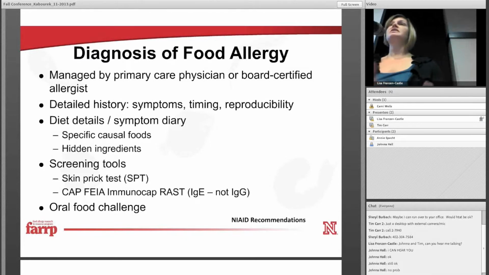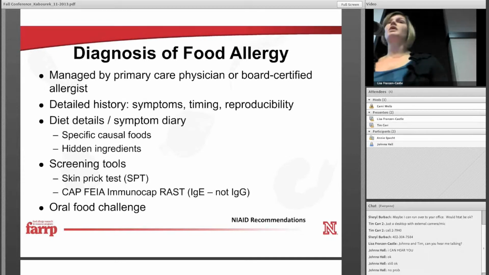Now, if I did a skin test on you to peanut, probably about 50% of you in this room would have a positive skin test, but probably 50% of you eat peanuts every day and have no problems. So the skin prick test is not completely indicative. It just represents that you have IgE antibodies in your skin reacting to the food. So a skin prick test alone does not diagnose a food allergy.